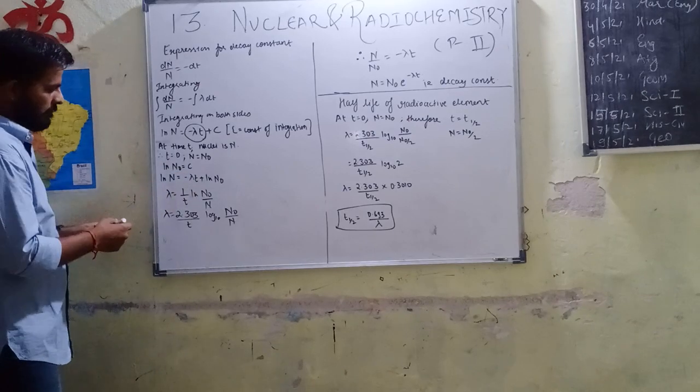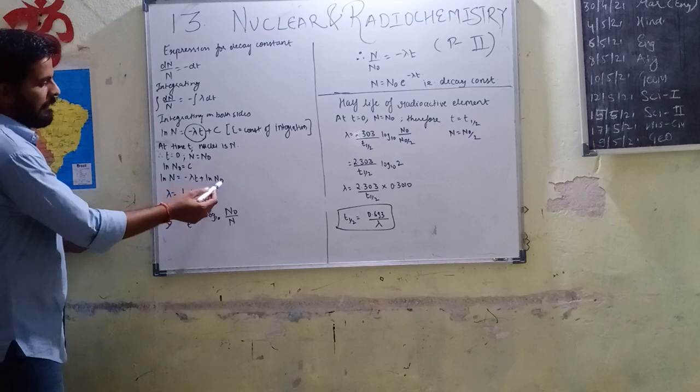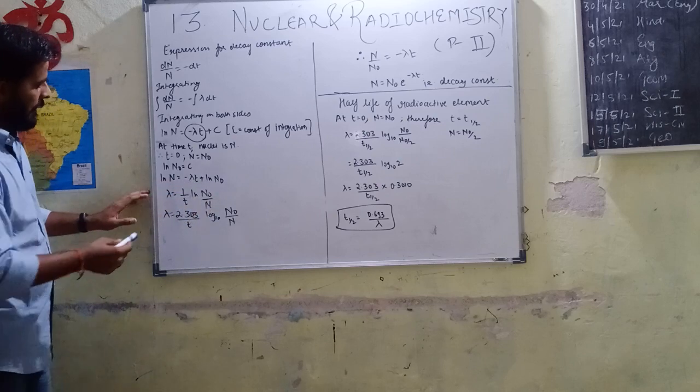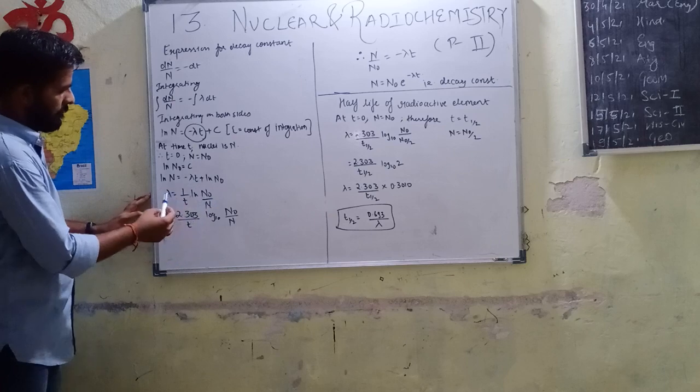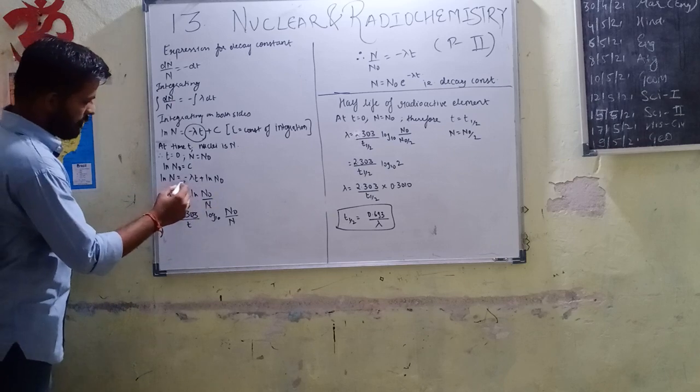And ln N, the logarithmic value of N, is equal to minus lambda t plus ln N0. Now we have this value plus c. Now let's just equate this.